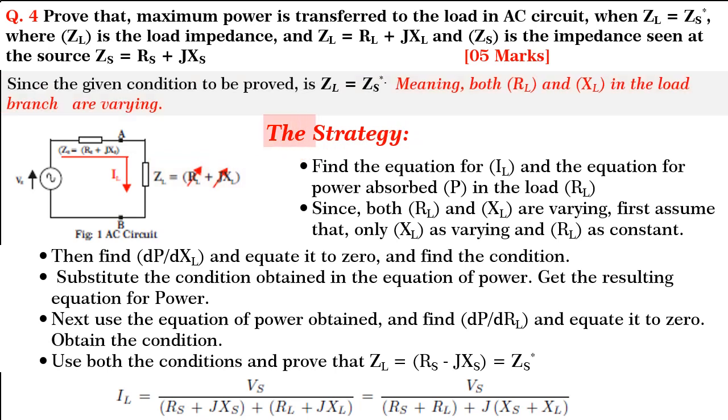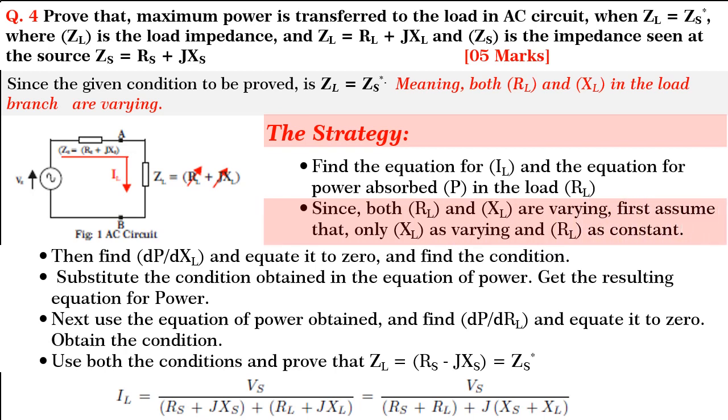So, the strategy will be, considering the simple AC circuit shown in figure, find the equation for IL and the equation for power absorbed in the load RL. Since both RL and XL part of the load are varying, first assume that only XL is varying and RL is constant. Then find dP by dXL and equate it to 0 and find the condition.